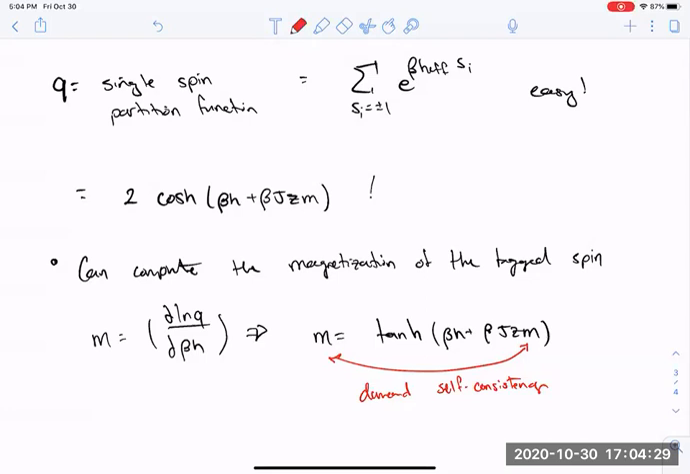Namely, it's the average that the tagged spin feels due to its neighbors, so that the tagged spin is not special. It's just like all of the other spins. So its average value should be the same as the average value of its neighbors. We can dictate that by demanding, in this equation, self-consistency.